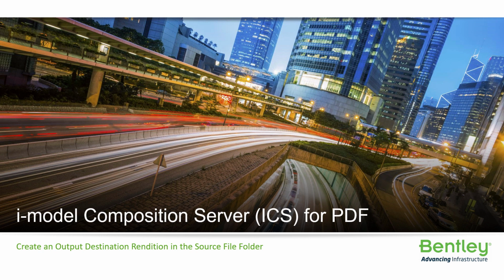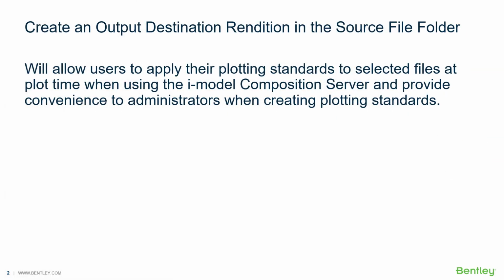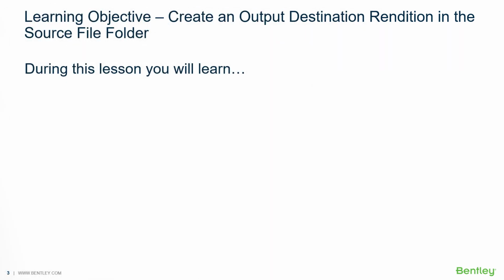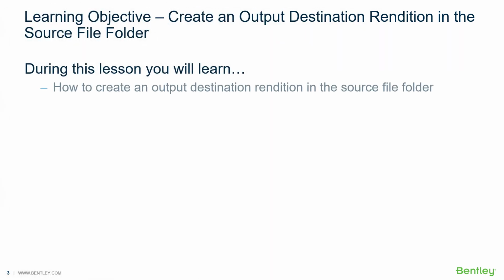In this lesson, you will learn how to create an output destination rendition in the source file folder for use in the iModel Composition Server. Creating an output destination rendition in the source file folder will allow users to apply their plotting standards to selected files at plot time when using the iModel Composition Server and provide convenience to administrators when creating plotting standards. During this lesson, you will learn how to create an output destination rendition in the source file folder.